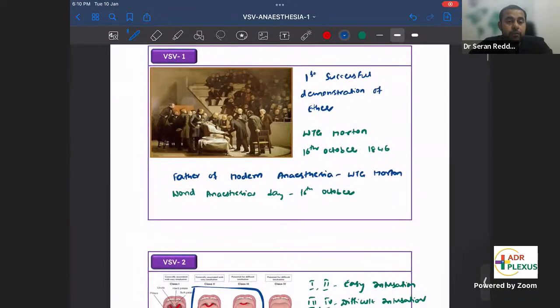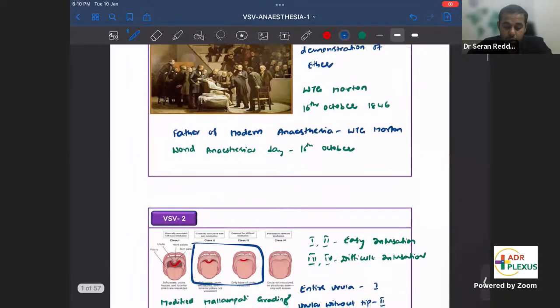So this is the image of the first successful demonstration of ether by W.T.G. Morton on 16th October of 1846, and he is called the father of modern anesthesia, and World Anesthesia Day is celebrated on 16th October.